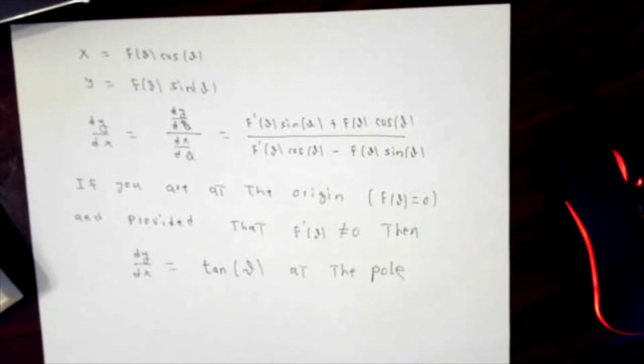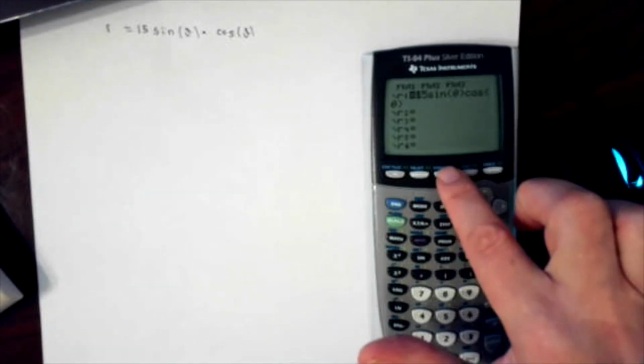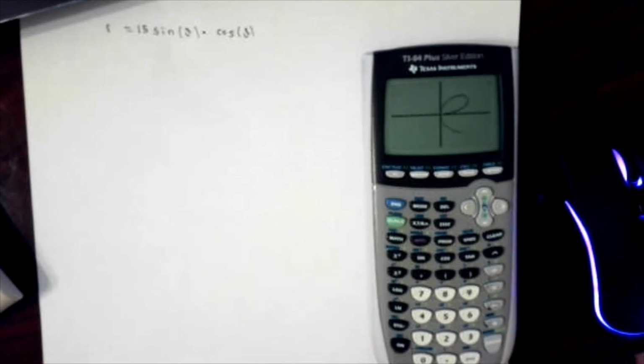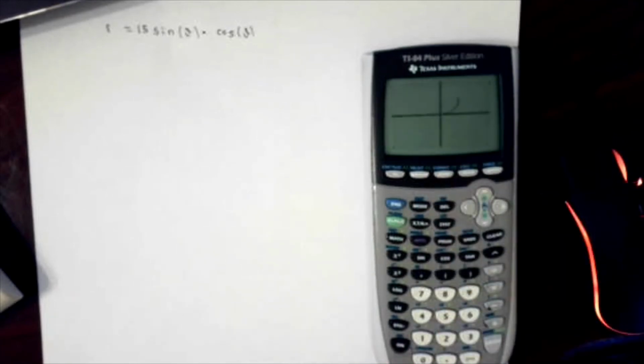So I want to look at an example of that. I'm going to look at the graph r equals 15 times sine theta times cosine theta. Make sure that the calculator is in radian mode. I'll put this on the standard viewing window, which I may have to adjust. Now that looks pretty good. I will do the square thing though.